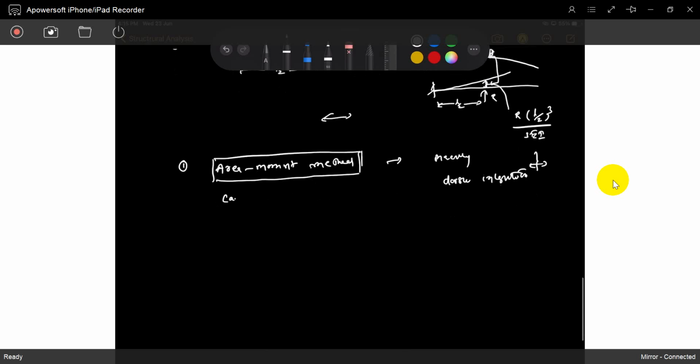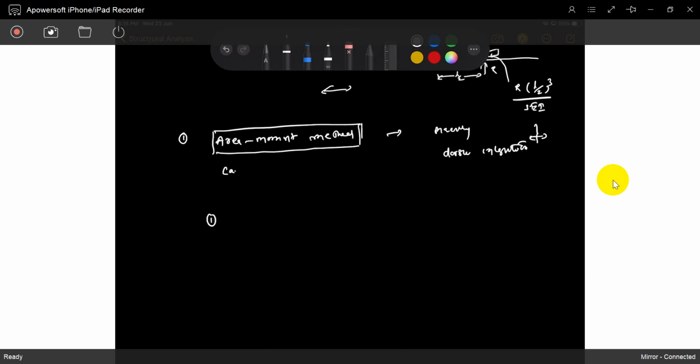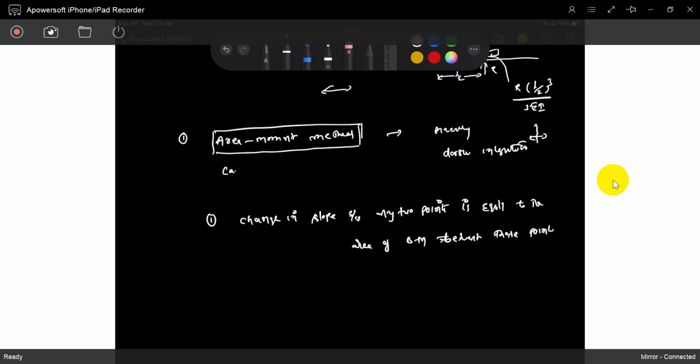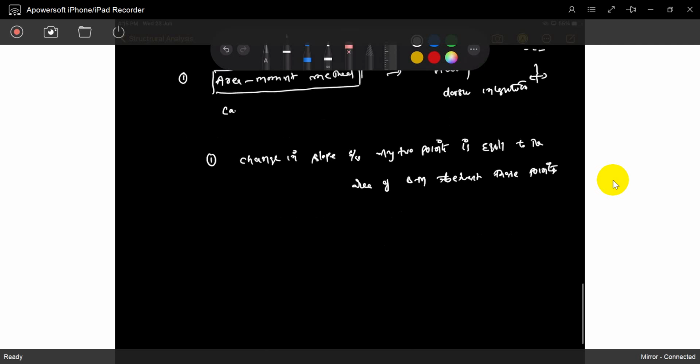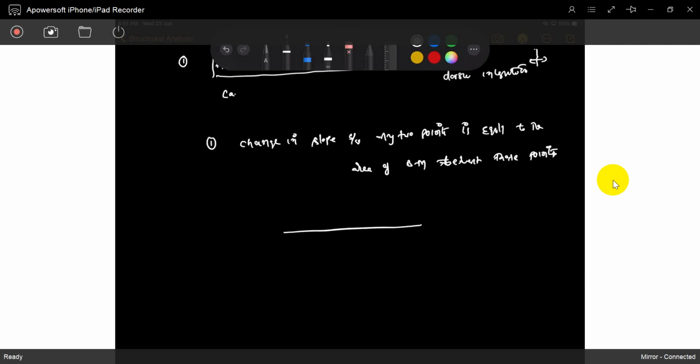So what exactly is it? The first theorem is: the change in slope between any 2 points is equal to the area of the bending moment diagram divided by EI between those 2 points. That's it. I will take one small example.